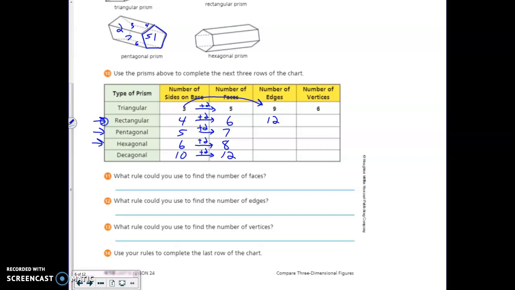But remember that the biggest thing with edges is we have 3 different locations. We have the top and the bottom, and obviously the number of sides that we have in a rectangle, so 4 on the top, 4 on the bottom, and then there's always the same number that connects the top to the bottom with those edges.